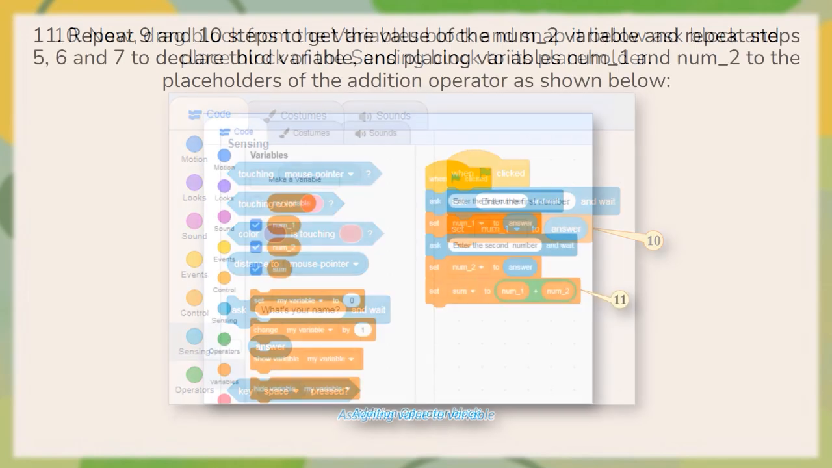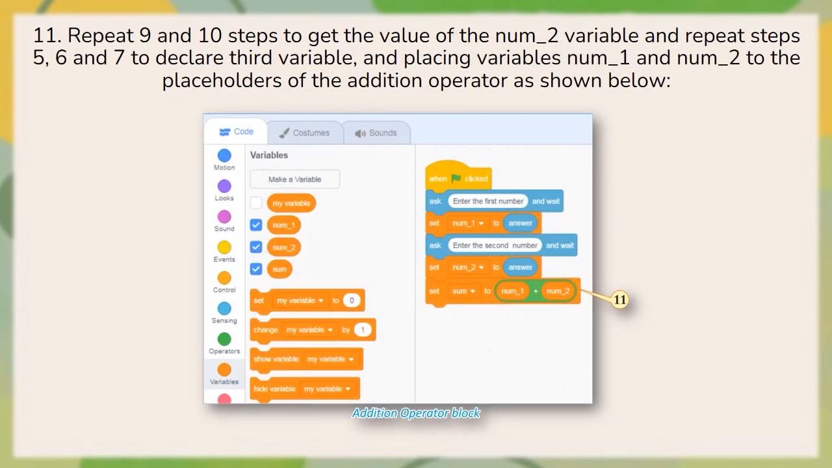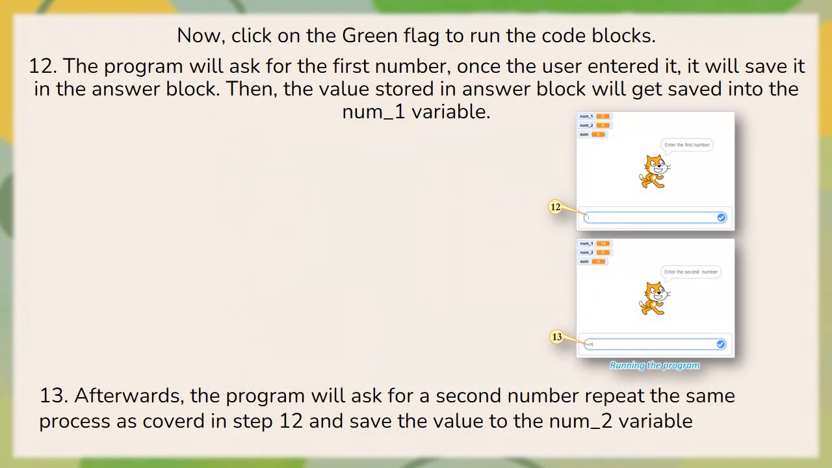11. Repeat steps 9 and 10 to get the value of the num_2 variable and repeat steps 5, 6 and 7 to declare the third variable and place the variables num_1 and num_2 in the placeholders of the addition operator as shown below. Now, click on the green flag to run the code blocks.